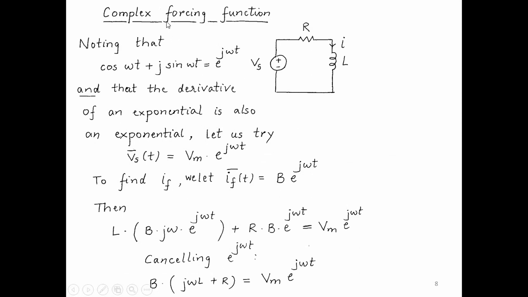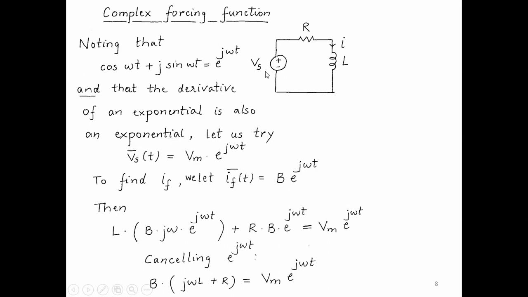Okay, so let us think about this thing called a complex forcing function for a few minutes. As you are familiar with Euler's identity, cos omega t plus j sin omega t is e raised to j omega t. j, by the way, is the square root of minus 1, as I had said before. This is i in mathematics, j in electrical engineering. And we note that the derivative of an exponential is an exponential.